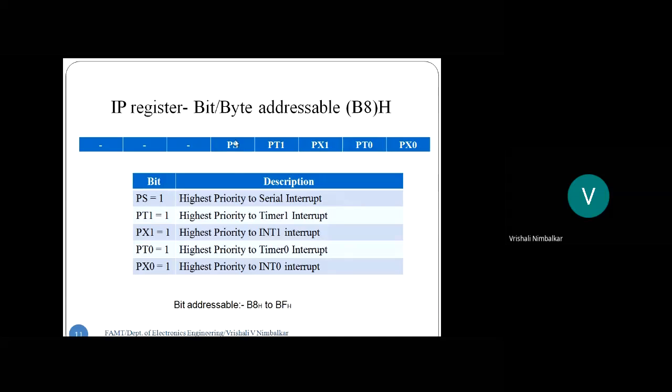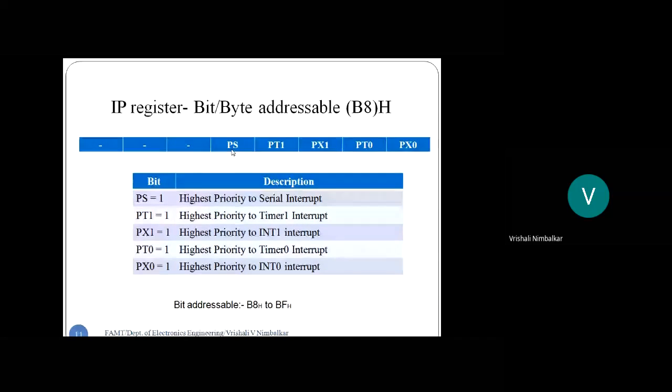Whatever bit you set, that will act as the highest priority. So whenever you set the respective bit, that interrupt will have the highest priority. For example, see here, by default, who has the highest priority? Int0. So what is the default priority order? Int0, then timer 0, int1, then timer 1, and serial communication has the last priority, lowest. So with the help of the IP register, I can enable all the interrupts and I can make serial communication the highest priority.